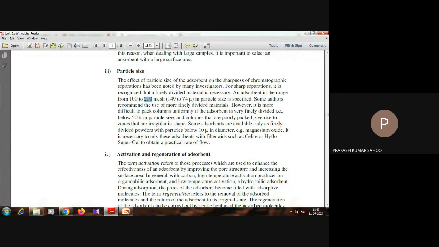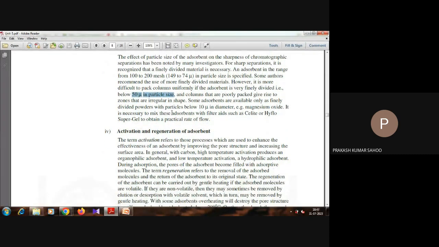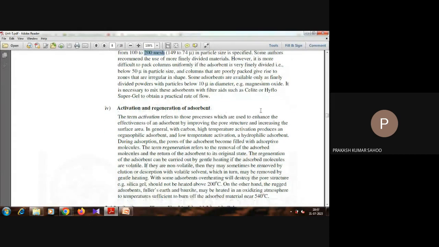However, it is more difficult to pack a column uniformly if the adsorbent is very fine. If the adsorbent is very finely divided, that is below 50 micron in particle size, okay, so that means if it is 50 micron, the mesh size will be larger, so we will not have a uniform packing. Then some adsorbents are available only as finely divided powder.